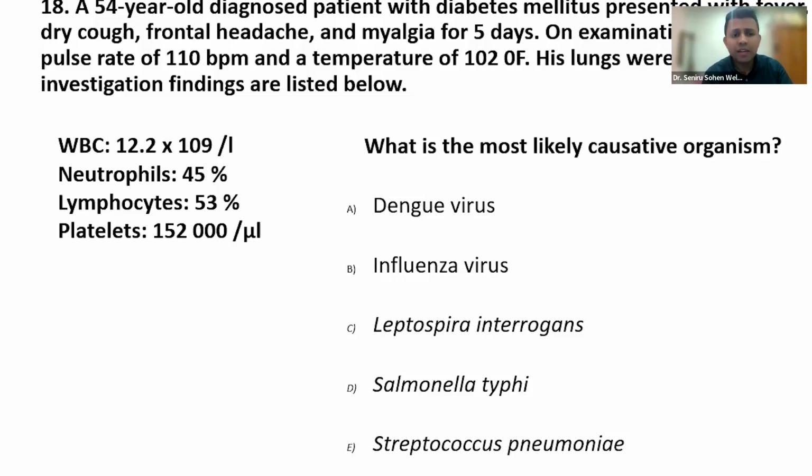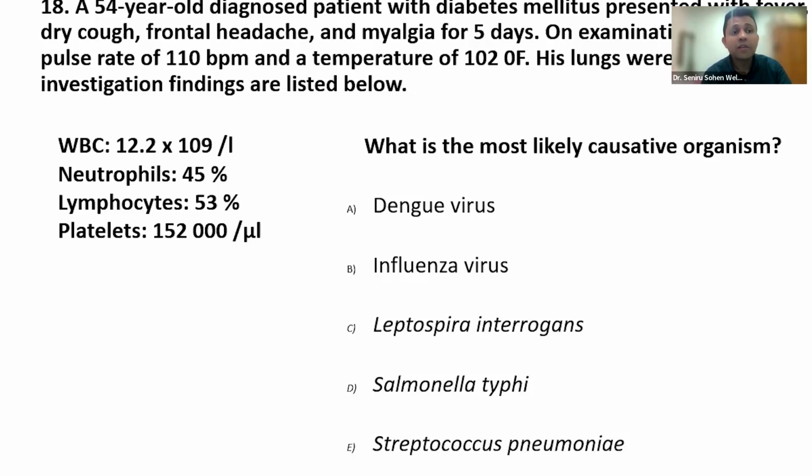Dengue virus can cause a lymphocytosis, but it will usually not cause a very high WBC count like this. You would expect the patient to have leukopenia with relative lymphocytosis rather than an absolute lymphocytosis like this. Influenza virus, yes, a very good option.